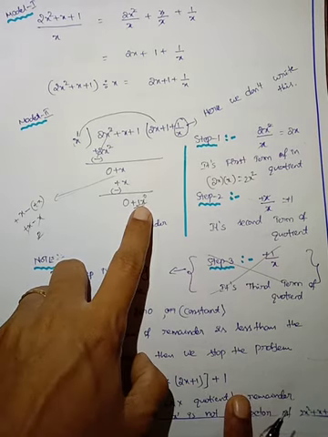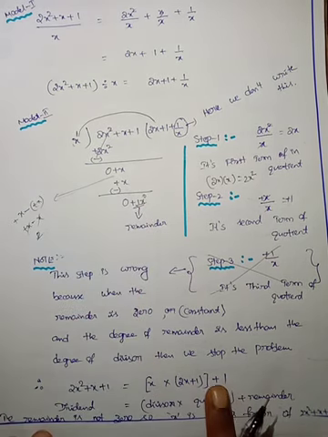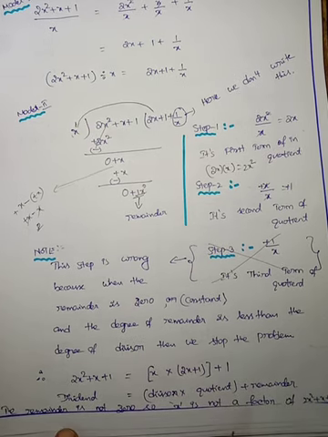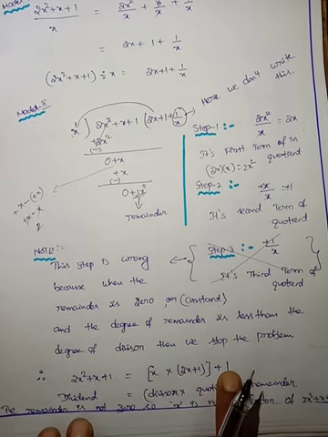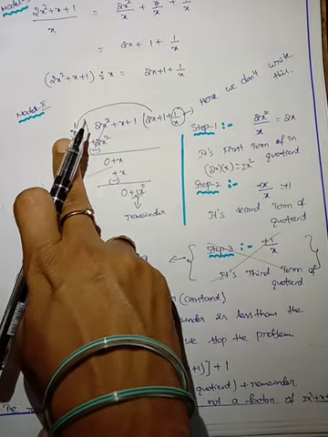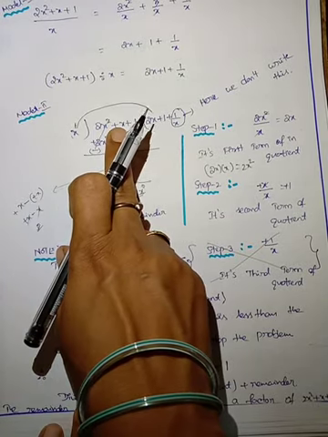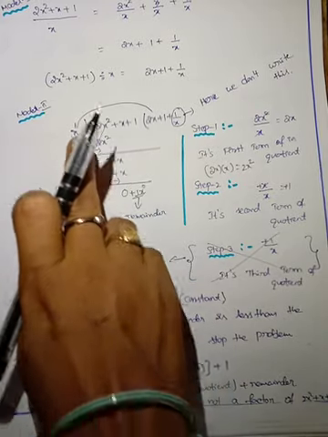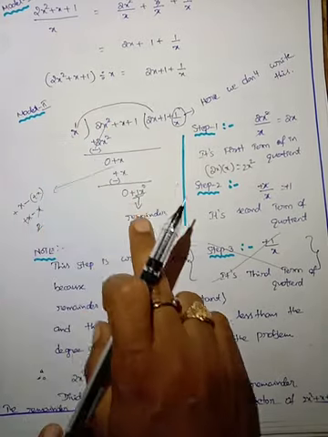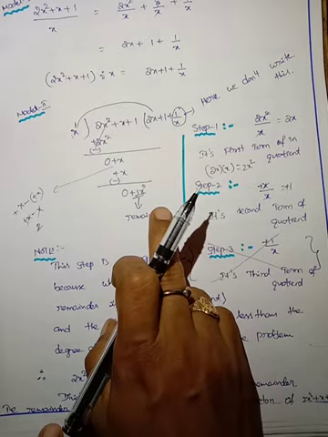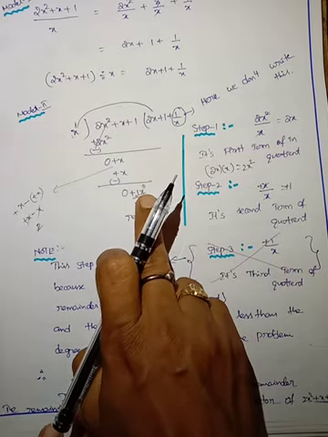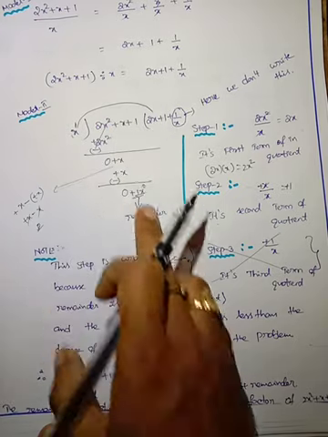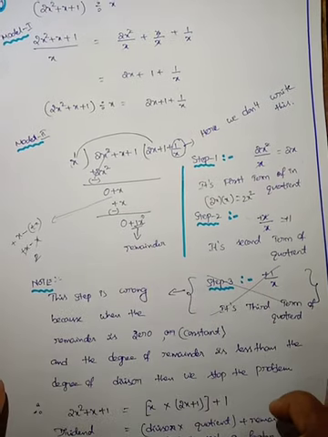What is the remainder here? 0 plus 1 means 1. So the remainder is 1. The remainder is 1 means this divisor is not a factor of this polynomial. When the remainder is 0, then only the divisor is a factor of the dividend. But here the remainder is not 0. The remainder is the constant term 1. So x is not a factor of 2x square plus x plus 1.